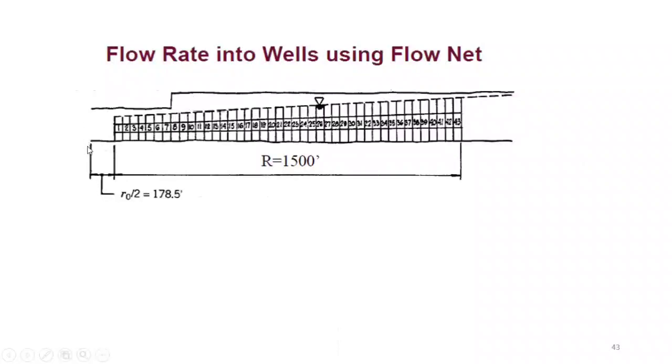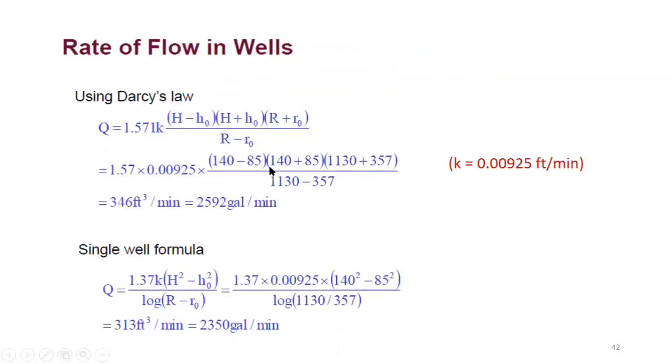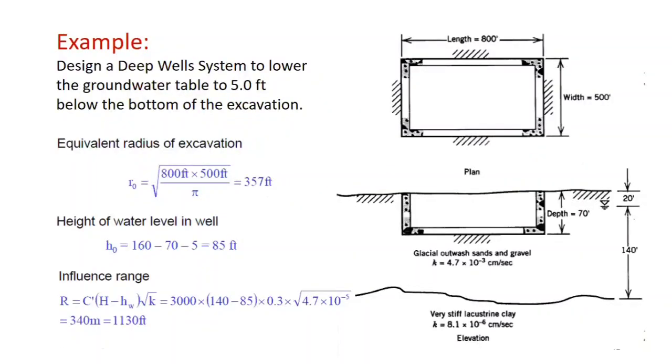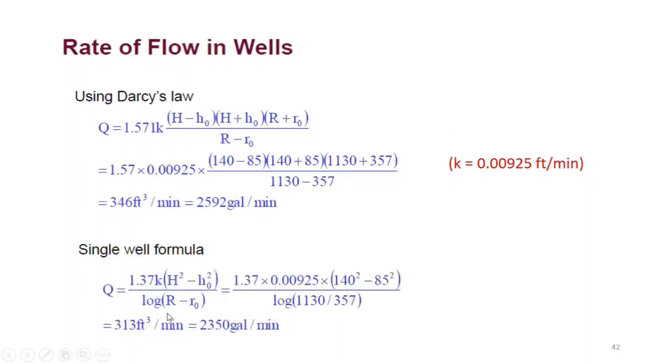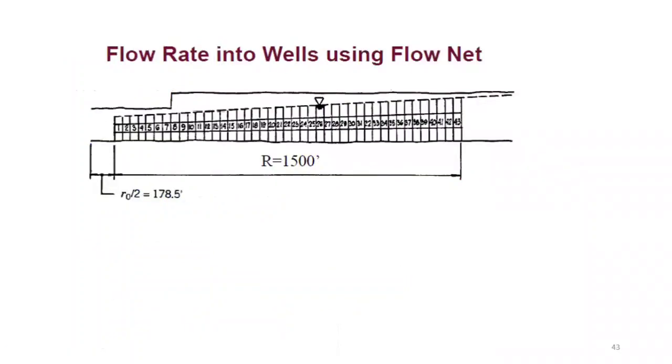So you don't need to draw the flow net on both sides. So the flow net has been drawn on one side, because the situation is symmetrical all around. And the zone of influence, radius of influence, we have already calculated, although it's 1,130 feet, for your calculations where you want to draw the flow net, you can extend it to a larger range. Like in this case, they have extended it to 1,500 feet.